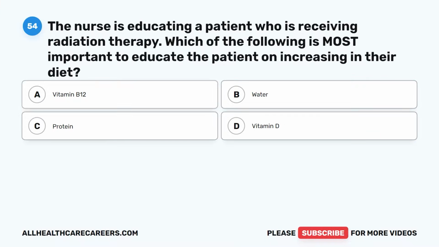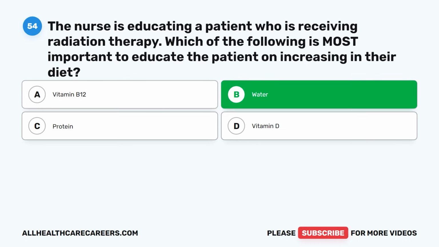Question 54. The nurse is educating a patient who is receiving radiation therapy. Which of the following is most important to educate the patient on increasing in their diet? A. Vitamin B12. B. Water. C. Protein. D. Vitamin D. The correct answer is B.